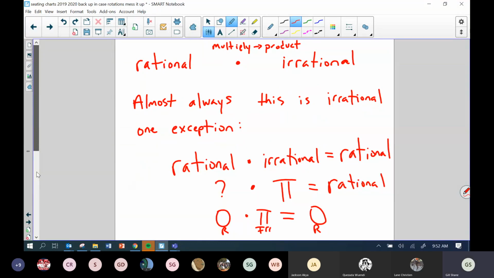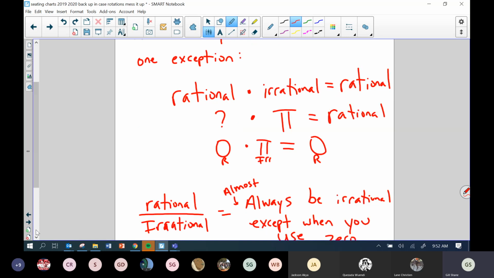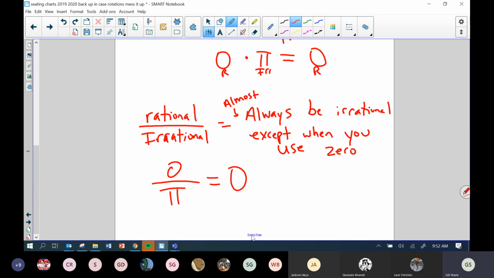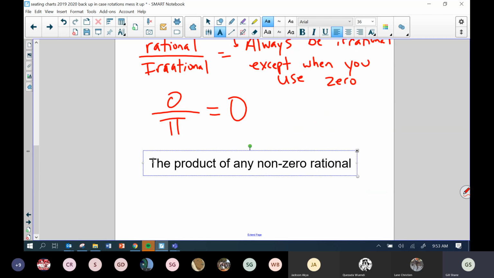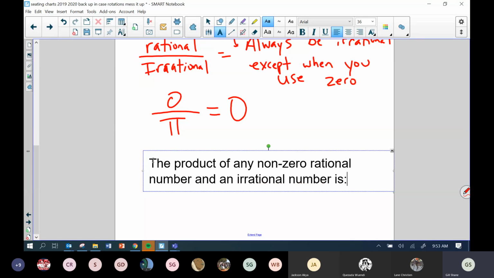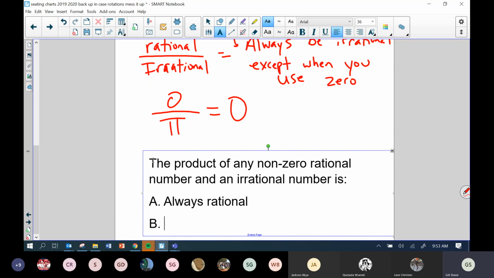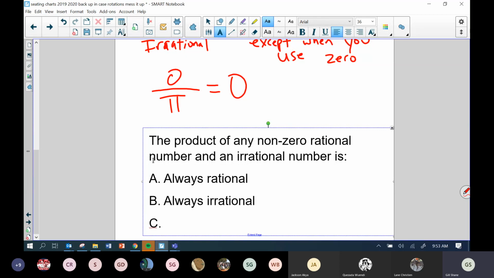So I'll give you an example. I don't have this one written down, but I could type it real quick. So here's kind of what the question might look like. They like saying the product, again, that means multiplying, of any, and here's the tricky part, non-zero rational number and an irrational number is, and then they do those same options, and you're going to answer this in a second. If you know what your answer is, you can go ahead and start doing it. A, always rational, B, always irrational, or C, it depends. So you guys can answer that in the chat box real quick.